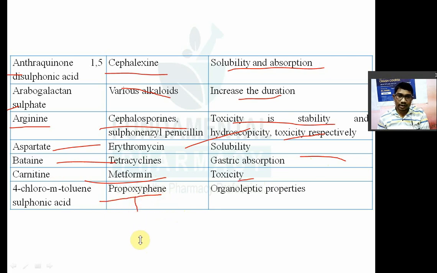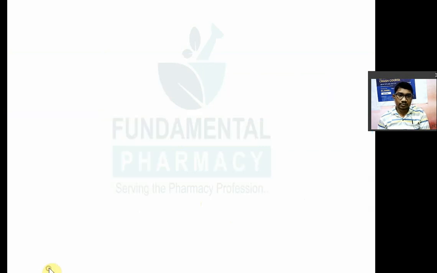It is an opioid analgesic, and it is mostly used as an antispasmodic. Okay. Propoxyphene's salt with 4-chlorotoluene sulfonic acid is formed to increase the organoleptic properties. Right. So these are a few examples of salts and their respective agents.